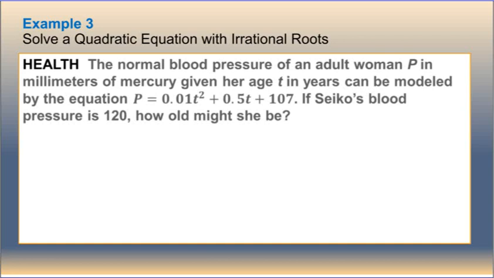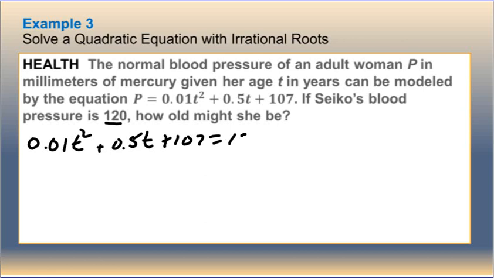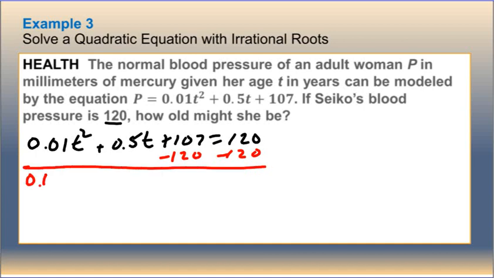So to solve this one, the P is for blood pressure, and we're told what the blood pressure was. The blood pressure was 120. So I'm going to write the equation: 0.01 T squared plus 0.5 T plus 107 equals 120 for the blood pressure. Make this equal to 0. I'm going to subtract 120, and I get 0.01 T squared plus 0.5 T minus 13 equaling 0.